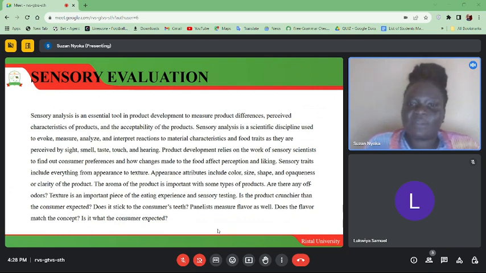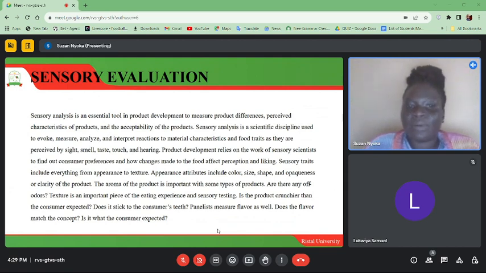Product development relies on the work of sensory scientists to find out consumer preferences and how changes made to the food affect perception and liking. The sensory traits include everything from appearance to texture. Appearance attributes include the color, size, shape, and opaqueness or clarity of the products. And then the aroma of the product is important with some types of products.